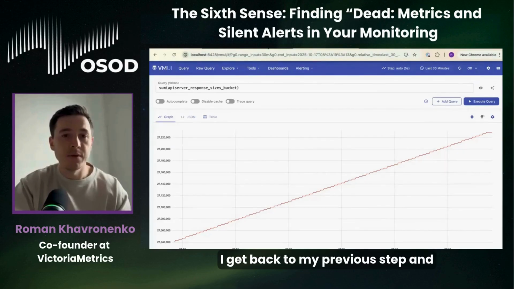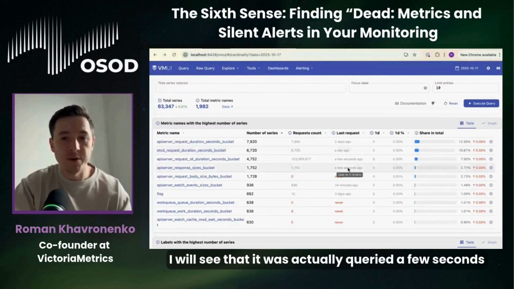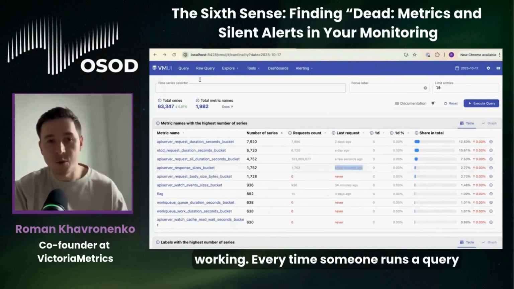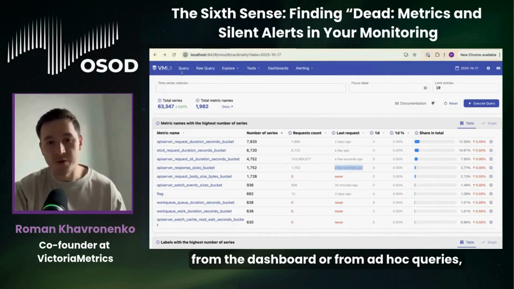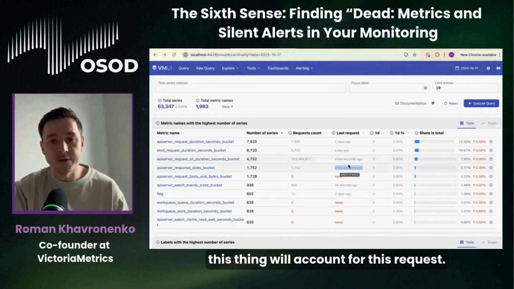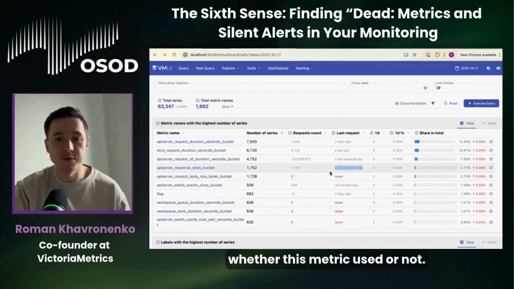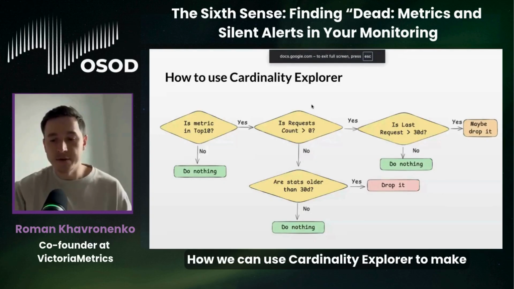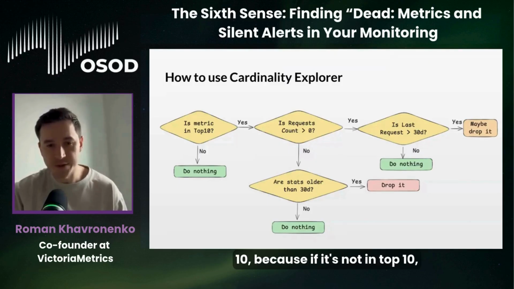to my previous tab and refresh it, I will see that it was actually queried a few seconds ago. So this is how you can be sure that this metric name tracker is actually working. Every time someone runs a query from an alerting rule, from a dashboard, or from ad hoc queries, this will account for this request. And it will give you this view on whether this metric is used or not. Okay, let's get back to the slides. How can we use Cardinality Explorer to make decisions? So first you check if this metric is in the top 10, because if it's not in the top 10, it's probably not worth bothering, right?